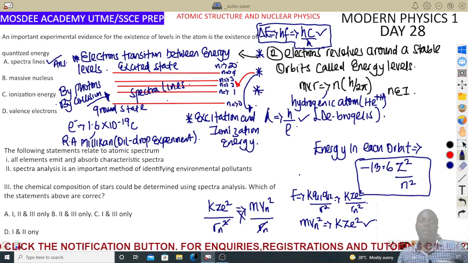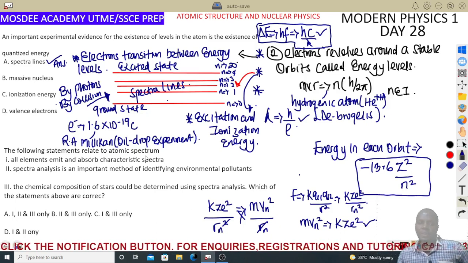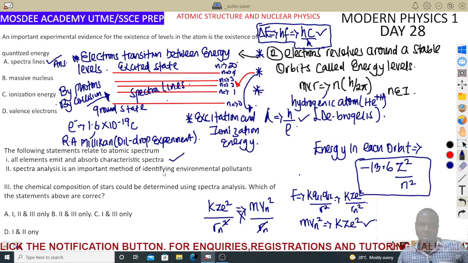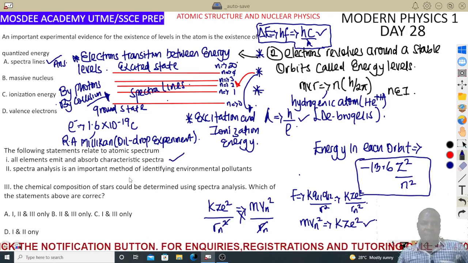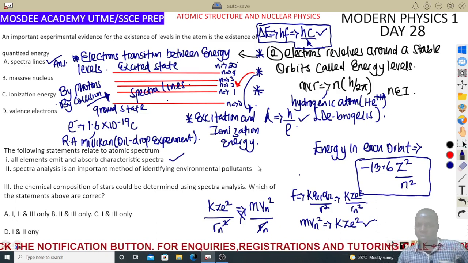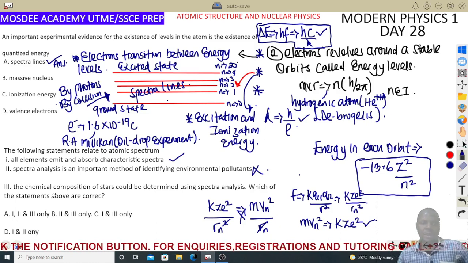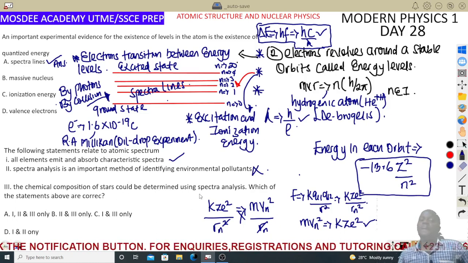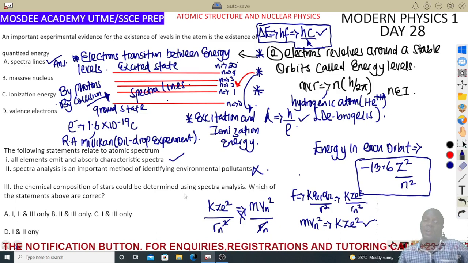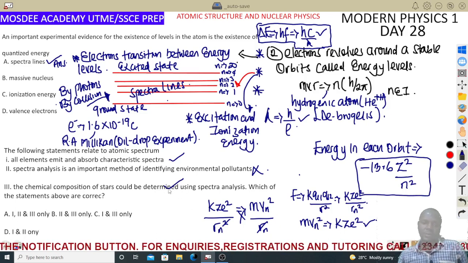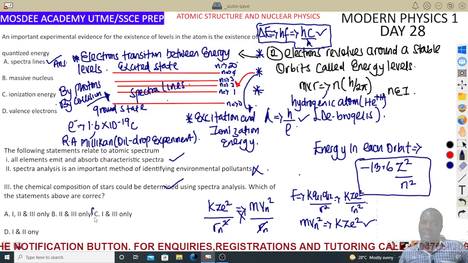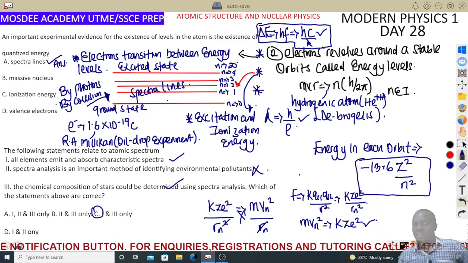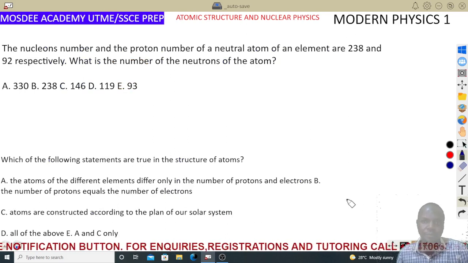Now, the next: the following statements relate to atomic spectra. 1. All elements emit and absorb characteristic spectra. We talked about that, correct? 2. Spectral analysis is an important method to identify environmental pollution. That is rubbish, it doesn't have anything to do with it. 3. The chemical composition of stars could be determined using the spectra. You can see how stars appear, you know that. So this is also very correct. So we can go for the answer: 1 and 3 are correct here. From the explanation, I think I can continue to pick the answer. So we move to the next slide. Let's move.